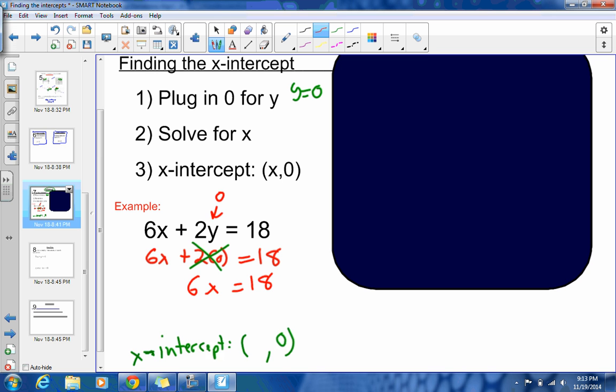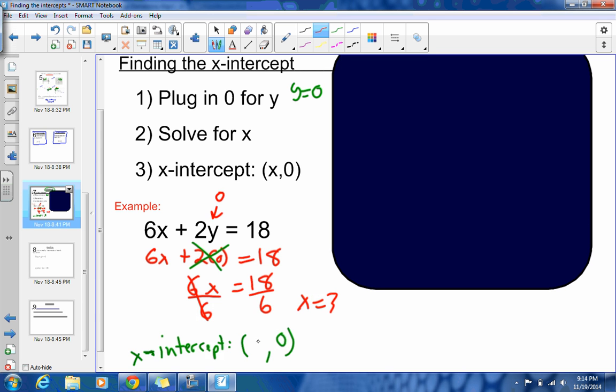And then step 2 says solve for x. Simple one-step equation. To get rid of this 6, you divide both sides by 6. You do it to the left side to cancel this out, and then you have to do it to the right side to keep it balanced. And you're left with x equals 18 divided by 6, which is 3.